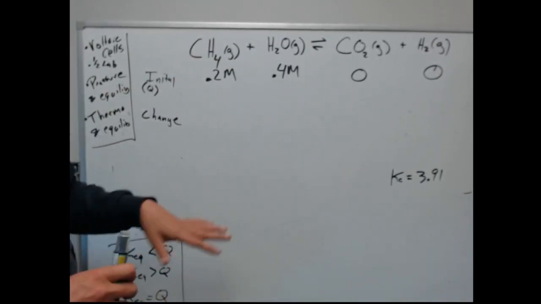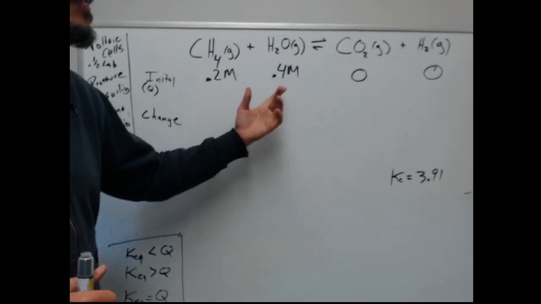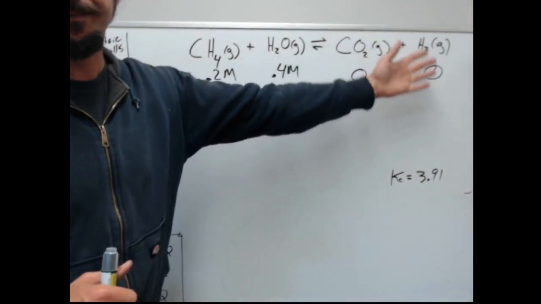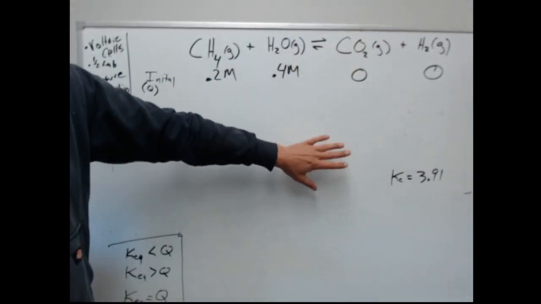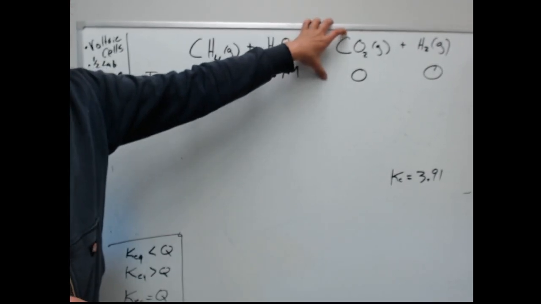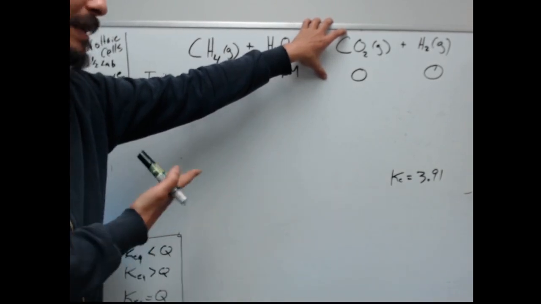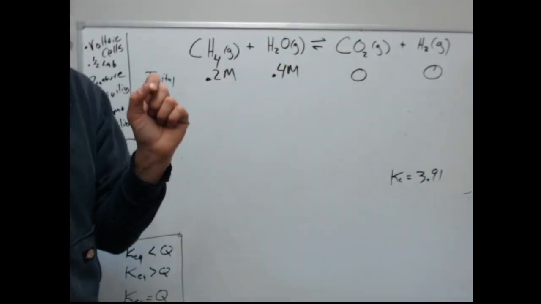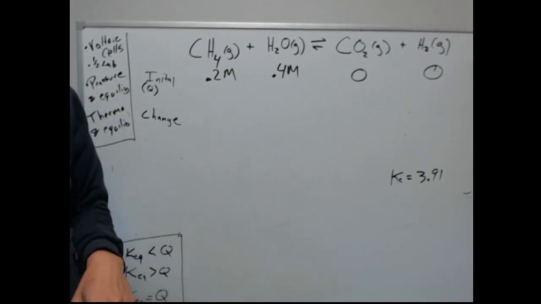I'm going to have, essentially, my Q value equal to 0. In these situations where I have no products, my K value, my equilibrium constant, is always greater than 0. So if I've got 0 products, my equilibrium is always going to be towards products because it's got to be non-zero values. It might be a teeny tiny amount towards products, but it still has to be towards products.